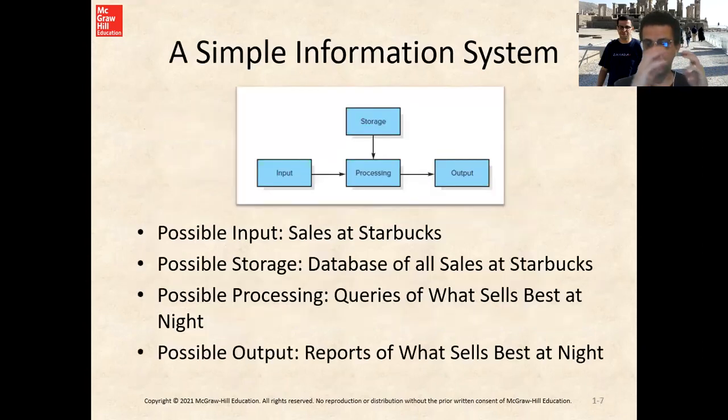A simple information system is about input, processing, output, and also utilizing storage from previous input. The possible input might be the sales at Starbucks. Possible storage is the database, as we said, of all sales at Starbucks. Possible processing is a query of what sells best at night. That question is a query. And the output is a report of what sells best at night time.